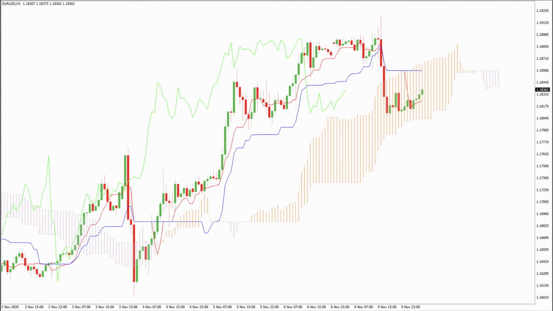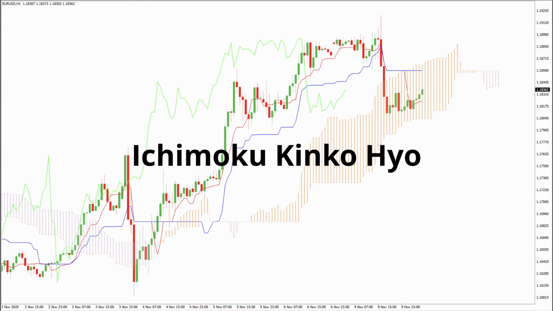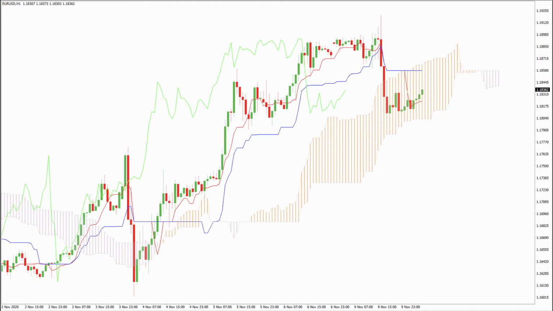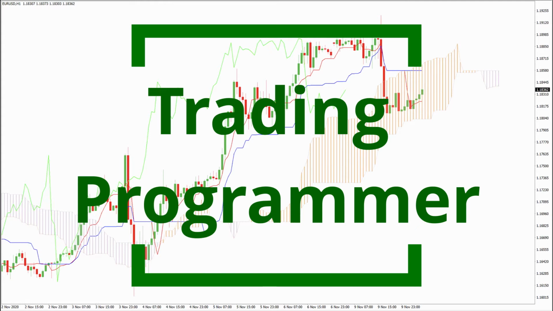Today we are going to test the Ichimoku Kinko Hyo indicator. We are going to make an expert advisor using one of the most common Ichimoku strategies. Then we backtest it for 1 year to see how well this indicator performs. Let's get started. Welcome to the Trading Programmer.